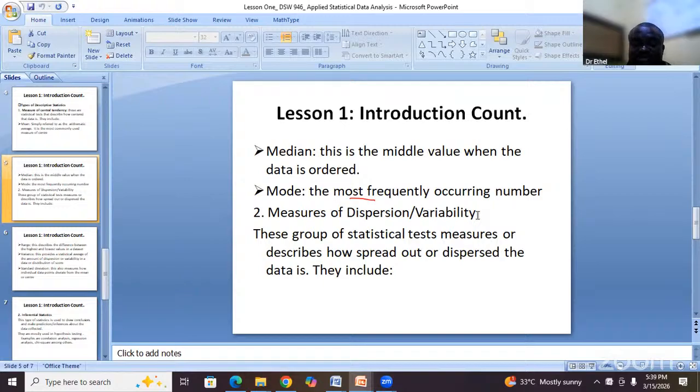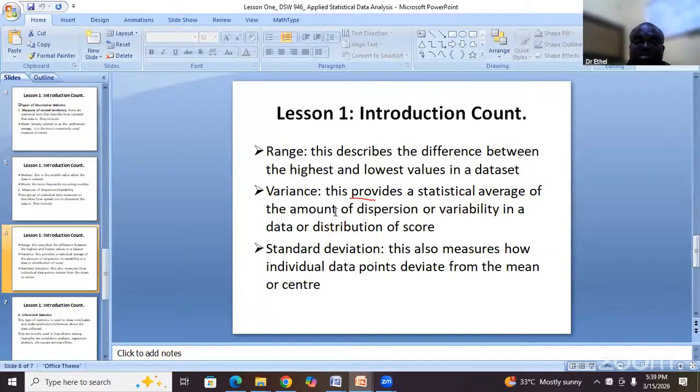This group of statistical tests measures or describes how spread apart or dispersed the data is from the center. They include the range. The range describes the difference between the highest and lowest values in a data set. The next one is the variance. This provides a statistical average of the amount of dispersion or variability in a distribution of scores.